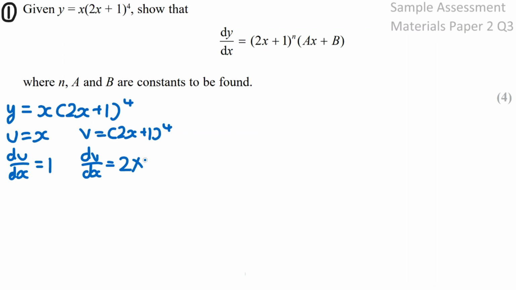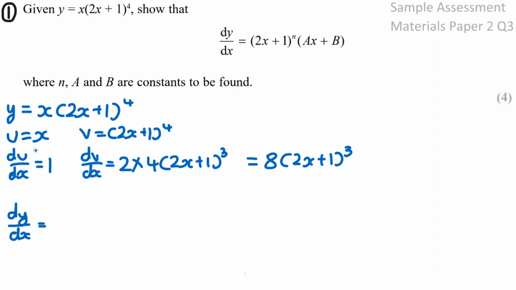This is multiplied by the outer function differentiated, which is this power of 4 here. So it's going to be, the 4 is going to become the coefficient. We've still got this 2x + 1 here, but now it's going to be to the power of 4 minus 1, which is 3, and then 4 times 2 is equal to 8. So dv over dx is equal to 8(2x + 1)^3.